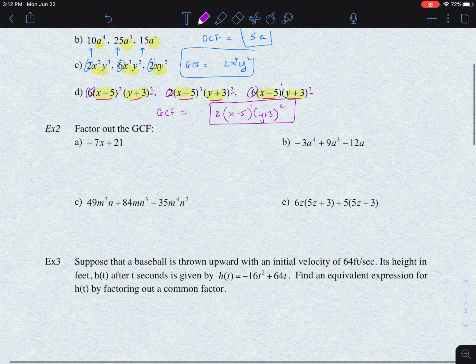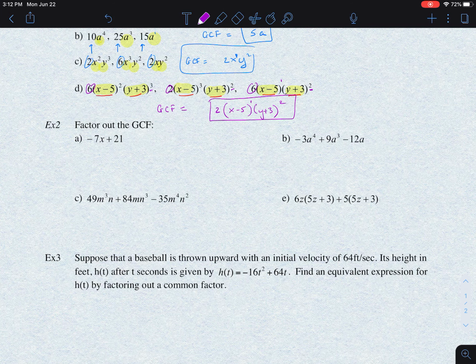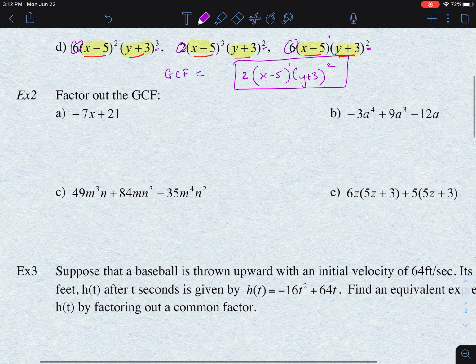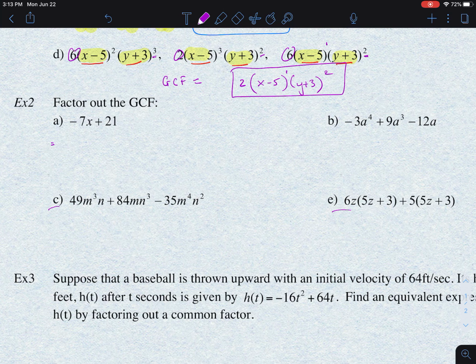So now we get to practice factoring out the greatest common factor with these polynomials. We have a binomial, we have a trinomial, we have some weird ones. When we factor out the greatest common factor, it's kind of like finding the greatest common factor of these terms and then working backwards from the distributive property. So we want to take these polynomials and write them in factored form.